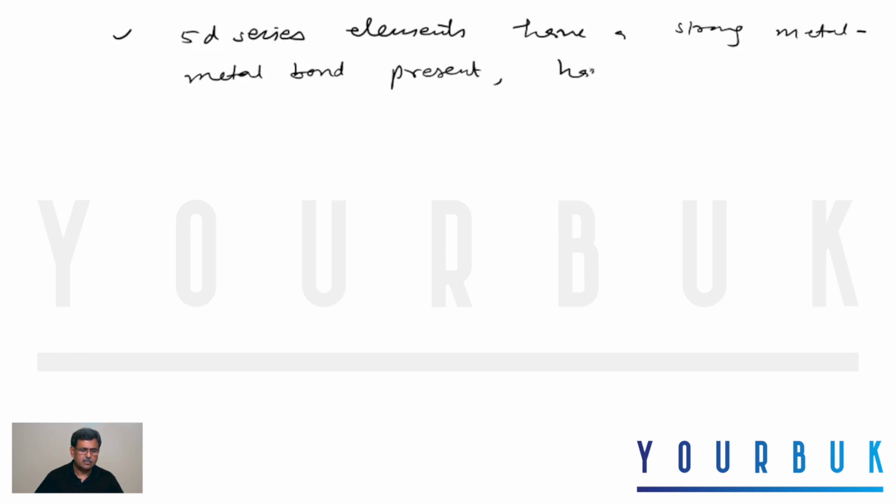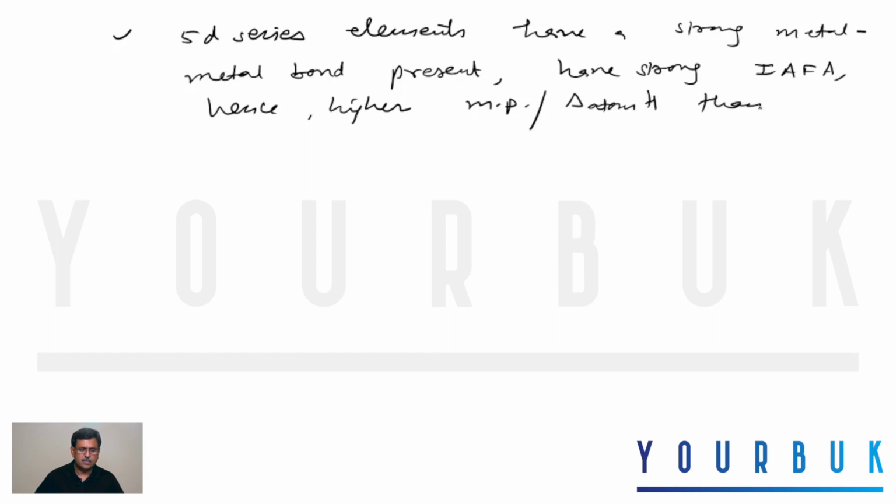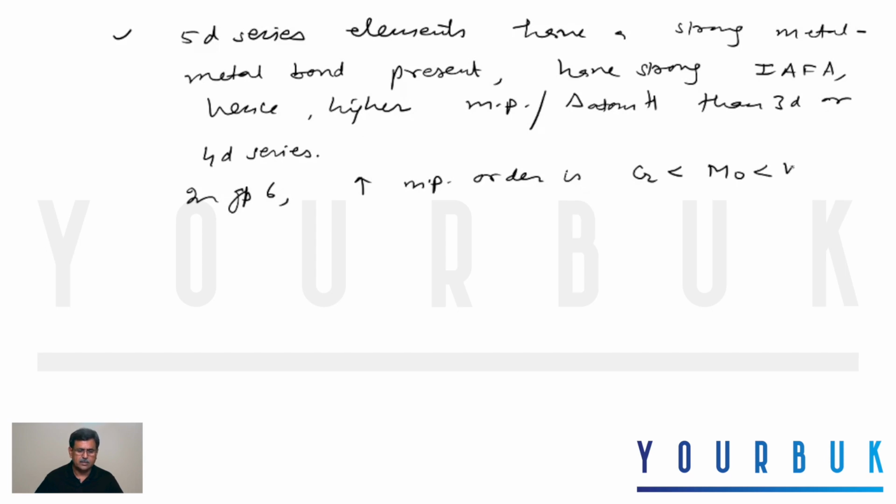So they have strong interatomic forces of attraction and hence higher melting point and enthalpy of atomization than 3D or 4D series elements. For example, in group 6, the increasing melting point order is chromium, then molybdenum and tungsten. Tungsten has the highest melting point in the whole periodic table.